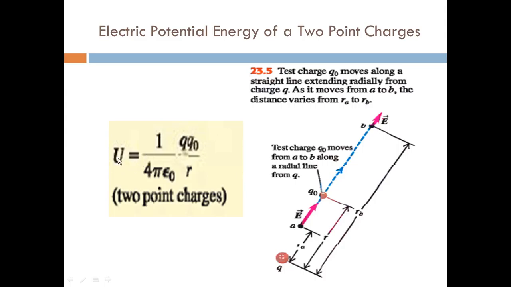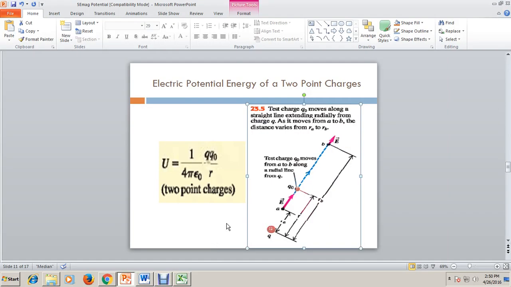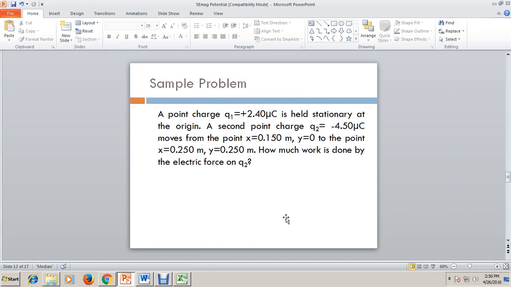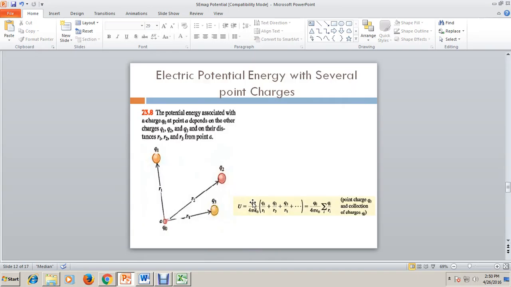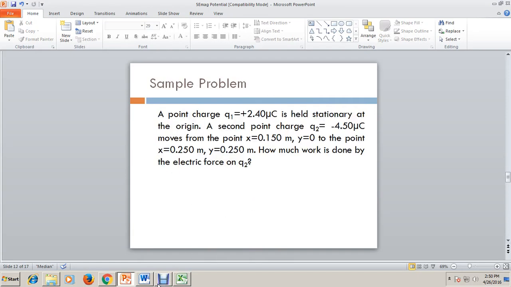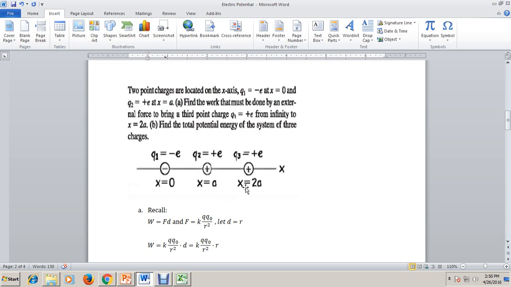That amount of associated loss in potential energy is actually computed using this form of the formula. U is equal to K, remember, this is your constant K, Q Q sub O over R. How did we arrive at this form of the equation? Let's go through an example. Okay, so let's have this one.